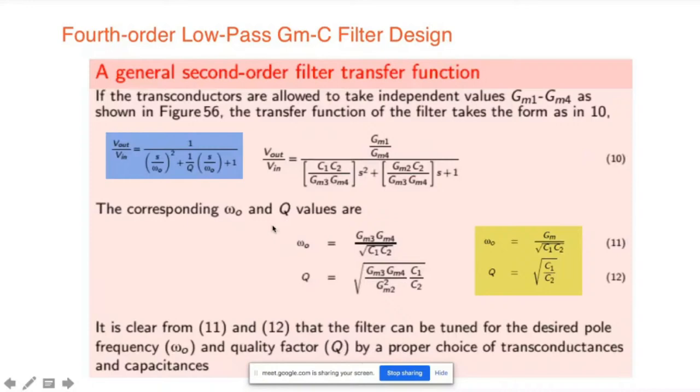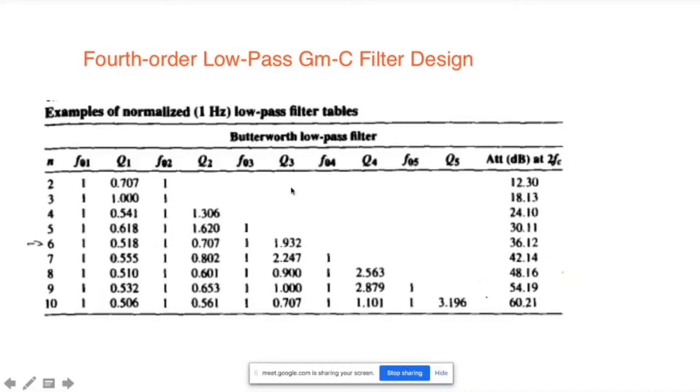Now, when you go for fourth order, basically you will find omega naught and Q for each individual second order, and then you will have two second orders connected in cascade. So normally, if you refer to Sergio Franco, Design of Operational Amplifier, you will have the table where it is given for a 1 hertz low pass filter, normalized. For each filter order, it gives the bandwidth and Q. So for second order, Q is 0.707 at 1 hertz. And for third order, Q will be 1, and then 1, which means you have one second order and another one first order.